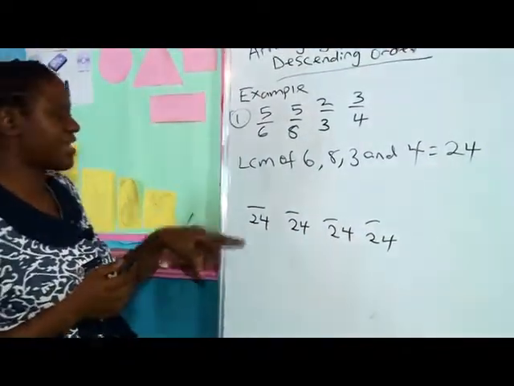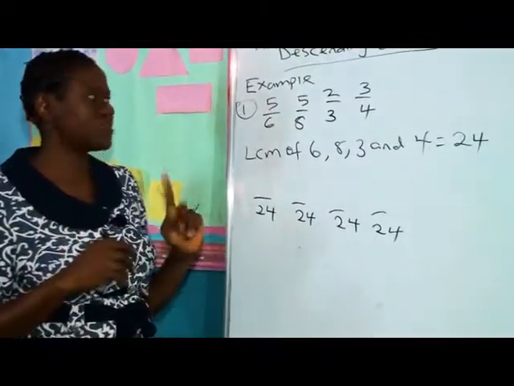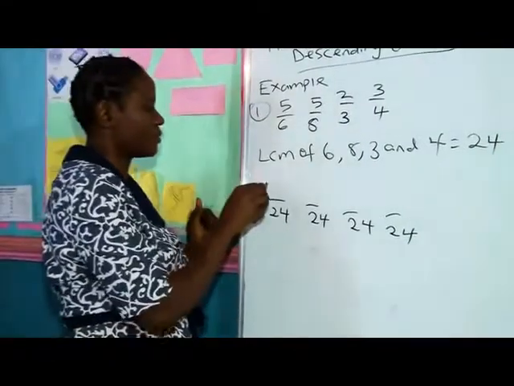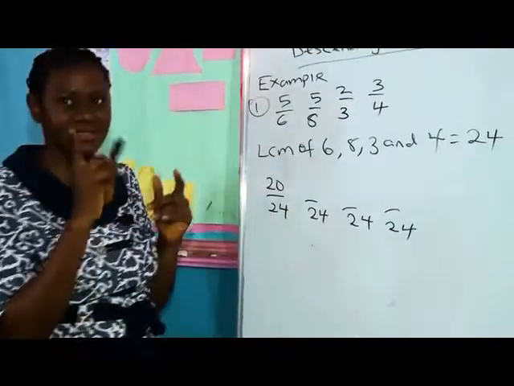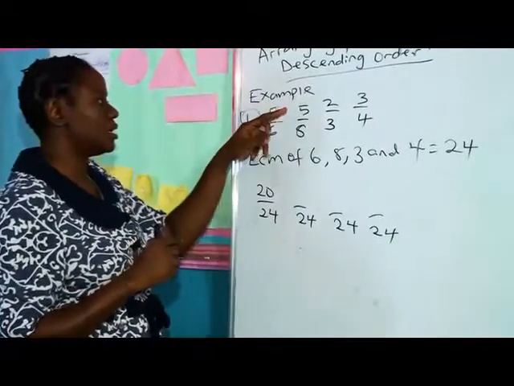How many 6 can I find in 24? 4. 6 times 4 is 24. Now, 4 times 5 is 20. So, 5 over 6 is equivalent to 20 over 24.